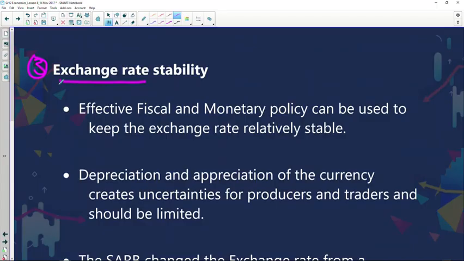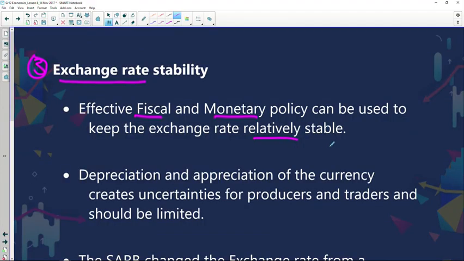So we'll look at now the importance of exchange rate stability, and the first point says, effective fiscal and monetary policy can be used to keep the exchange rate at a relatively stable position. Okay, so we go back to the fiscal and monetary policies. We know that in order for the government to influence the business cycles, they would use these two policies, namely the fiscal policy and the monetary policy. So they can still use these policies in order to keep the exchange rate at a relatively stable position.